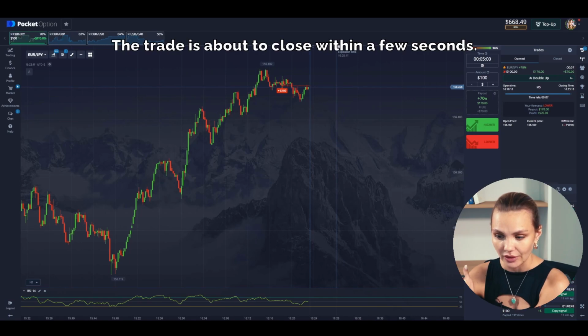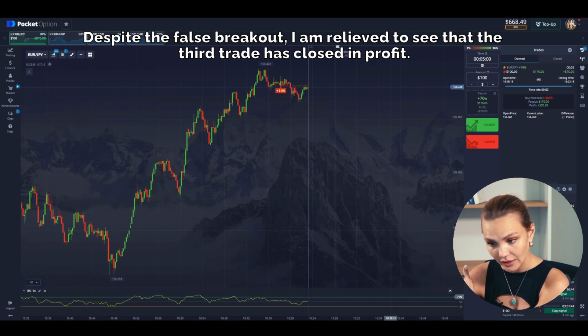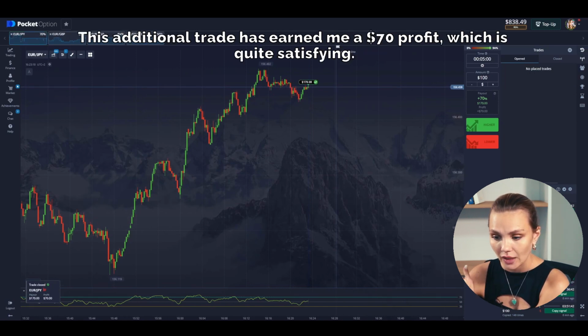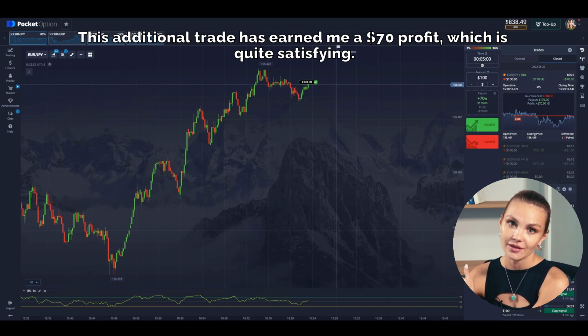The trade is about to close within a few seconds. Despite the false breakout, I am relieved to see that the third trade has closed in profit. This additional trade has earned me a $70 profit, which is quite satisfying.